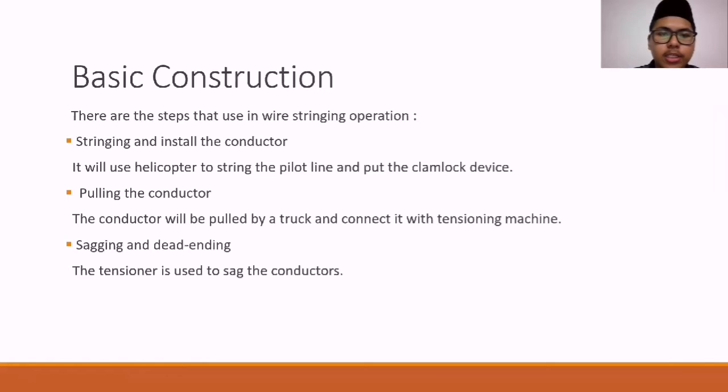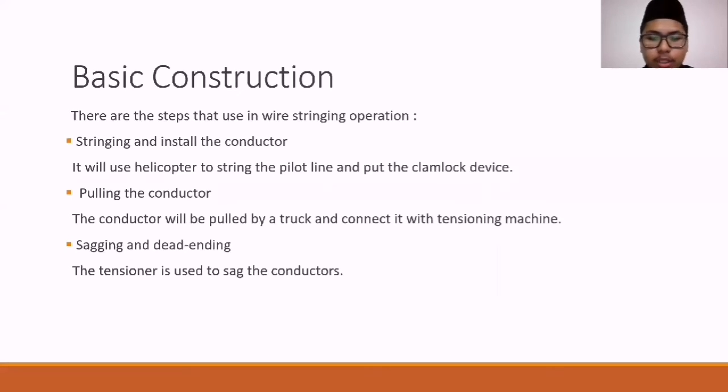Okay, next we will discuss the basic construction of a transmission line. These are the steps used in the wire stringing operation. Firstly, stringing and installing the conductor. In stringing and installing the conductor, a helicopter is used to string the pilot line from tower to tower. Then it is threaded through wire rollers and attached to the insulator. Then a clamp lock device is used to secure the pilot line in the rollers.